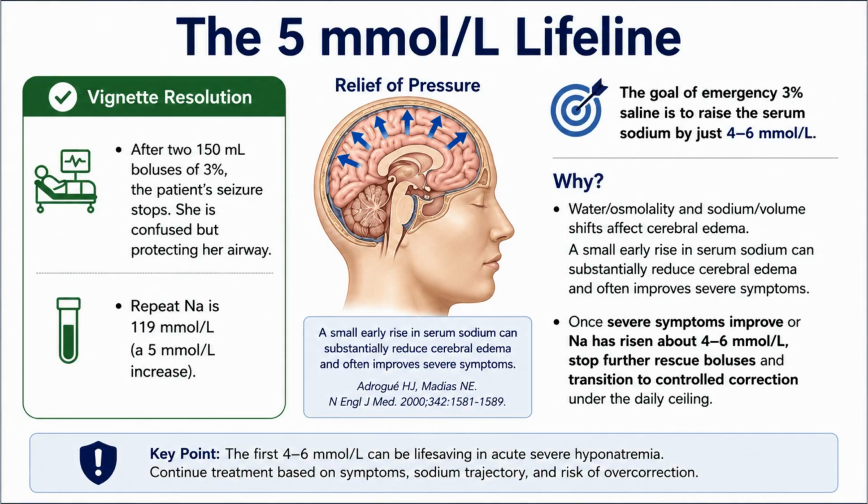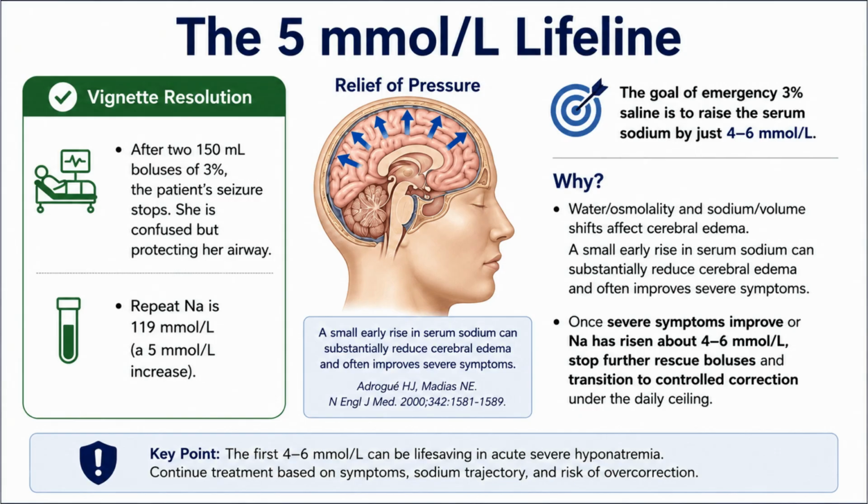A small rise in extracellular tonicity can pull enough water out of swollen brain cells to reduce cerebral edema and improve severe symptoms. You do not need to normalize sodium to protect the brain acutely. At this point, ongoing therapy depends on cause, sodium trajectory, urine output, and osmotic demyelination risk. In chronic or uncertain duration, the rest of the day's correction budget is limited.